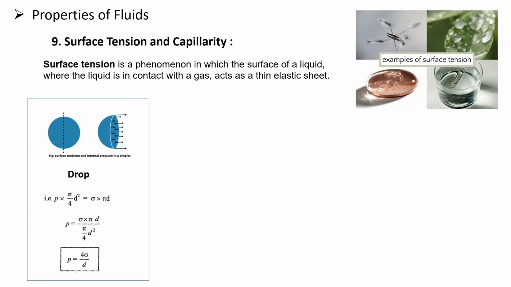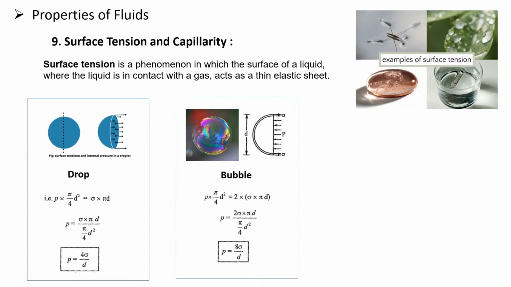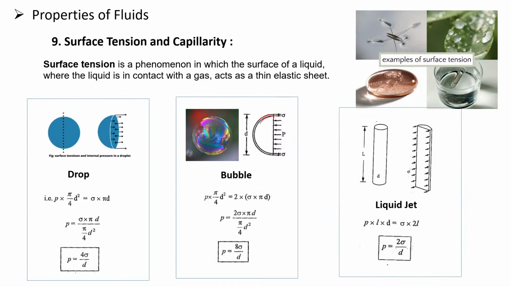Likewise, for the bubble also we can derive it. Only important steps are given. For detailed description, please refer to some books. Now, in the case of bubbles, there are two surfaces, one outer surface and one inner surface. So that's why two times surface tension is there. By using that also we can find the pressure inside the bubble, and that is 8 sigma by d. Likewise, we can find the pressure inside a liquid jet, and that is 2 sigma by d.